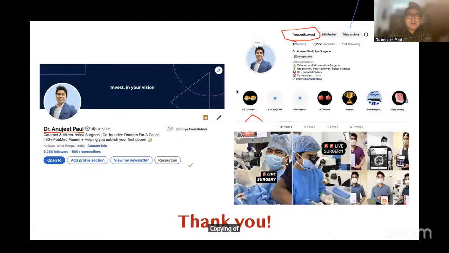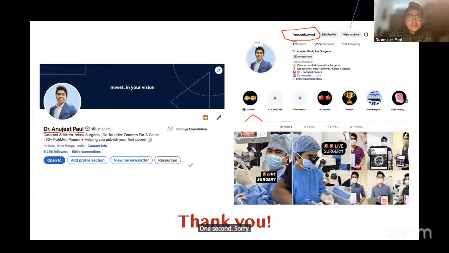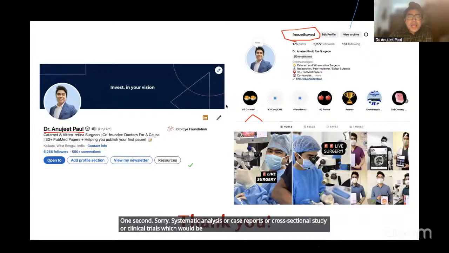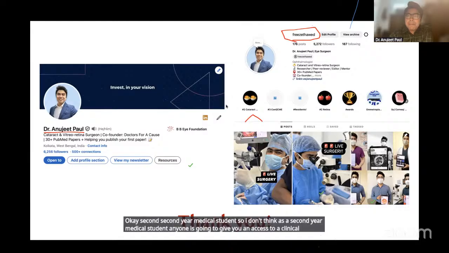Hannah SD asks, systematic analysis or case reports or cross-sectional study or clinical trials, which would be effective and would be easily indexed for a second year medical student? I don't think as a second year medical student, anyone is going to give you access to a clinical trial. I'm getting access to my first clinical trial, and it's been quite a while.